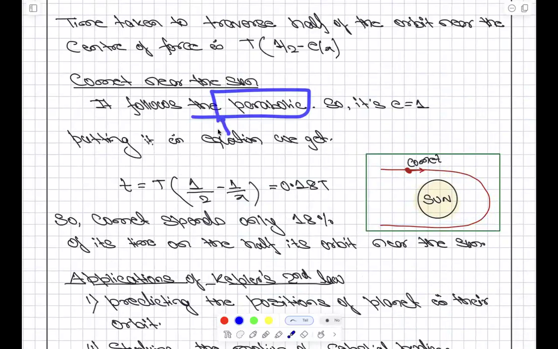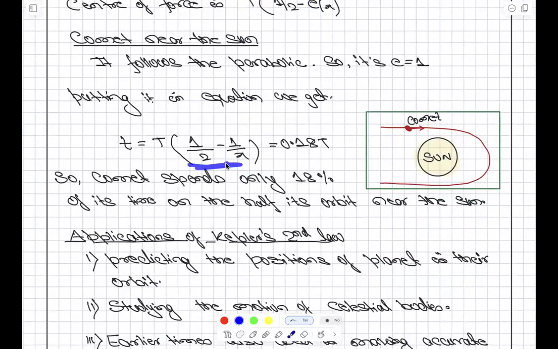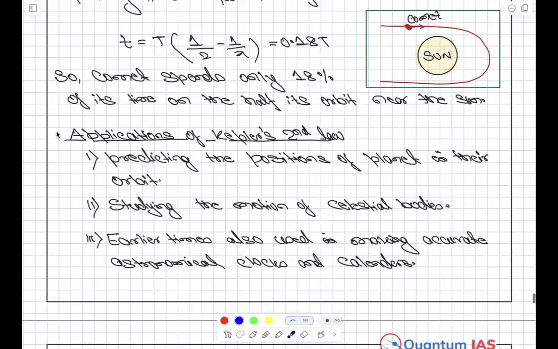This is the keyword that you have to understand. If it is parabolic, eccentricity is what? 1. Put the value of e as 1 and then solve it. 1 by π, 1 by 2, it is going to be 0.180. Exactly, it is coming out to be this one. So we can say that the comet spent only 18% of its time on the half of its orbit near the sun.